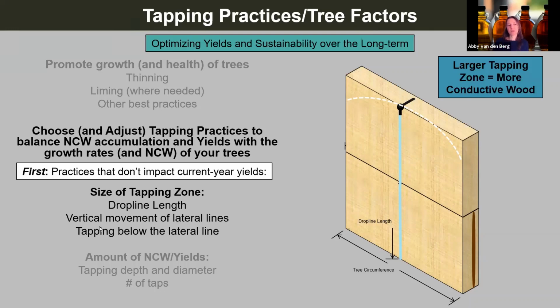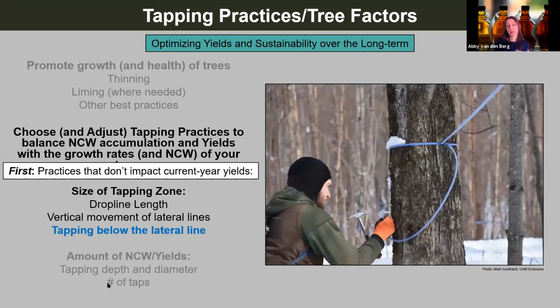We can also do this a little bit by moving the lateral line system vertically, or moving buckets vertically for those on buckets or bags. You can get a lot out of this, especially by using variations in annual snowfall to our advantage. And then the third way that we can do this is by tapping below the lateral line. This exploits basically double the area of our standard tapping zone.